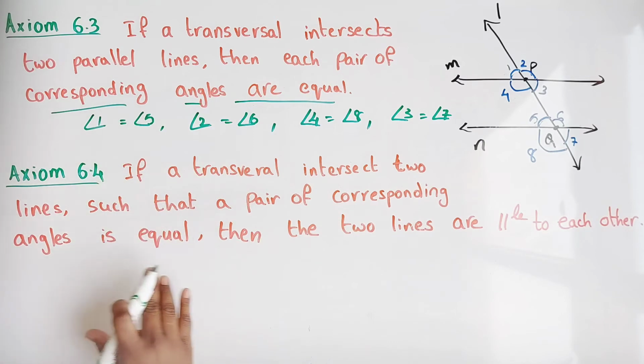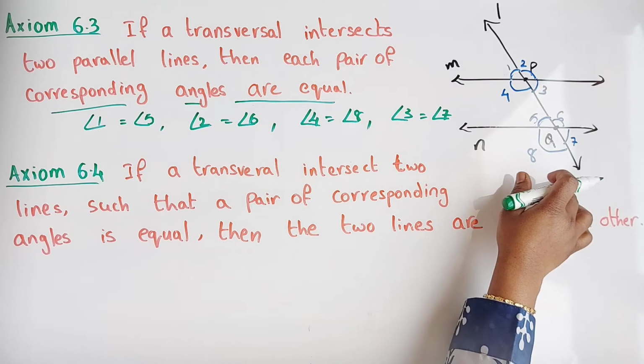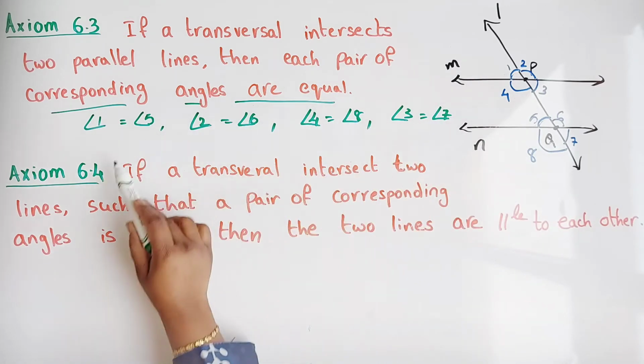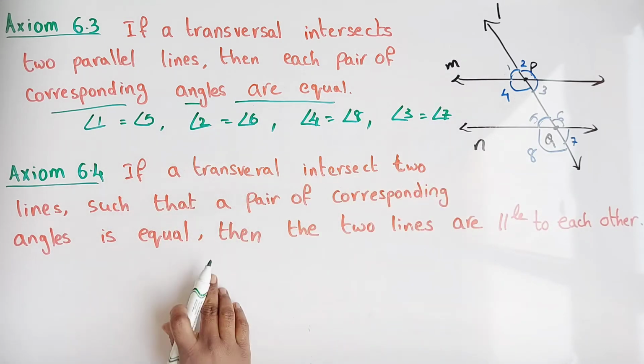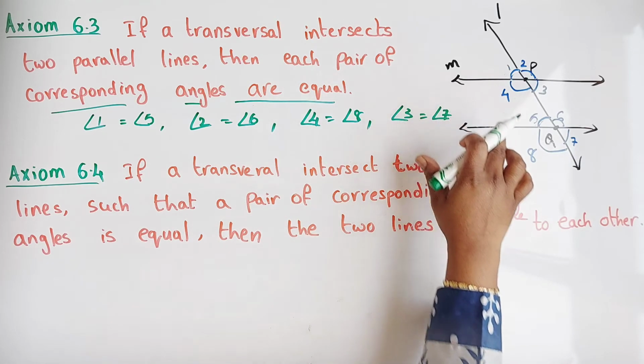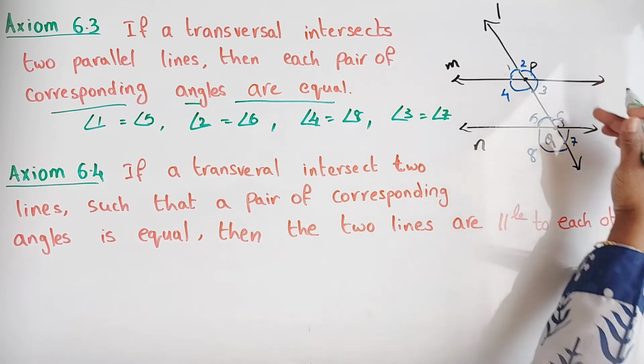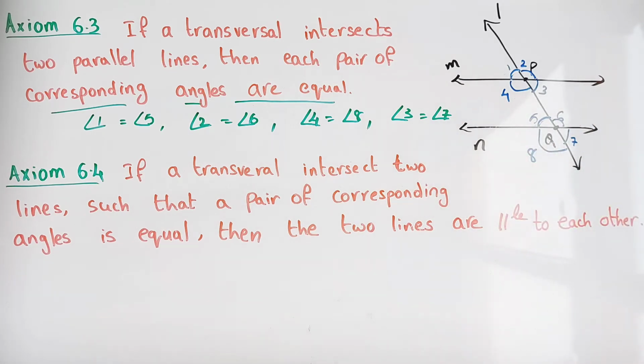Here the same thing in reverse. If a transversal intersects two lines such that a pair of corresponding angles are equal, then the two lines are said to be parallel to each other. If corresponding angles are equal, it means the lines are parallel to each other. Right, children?